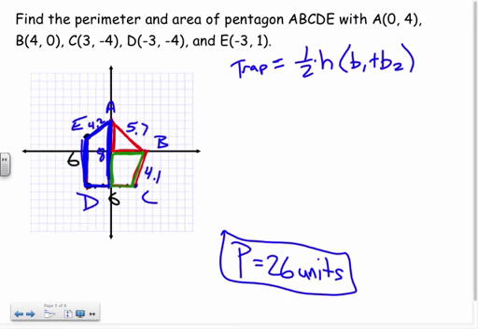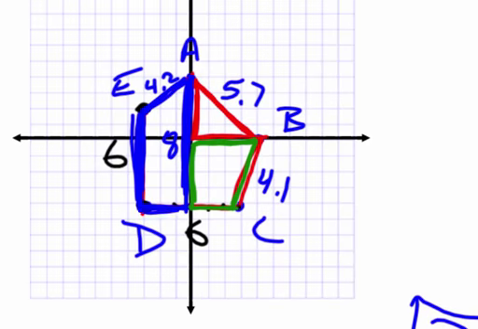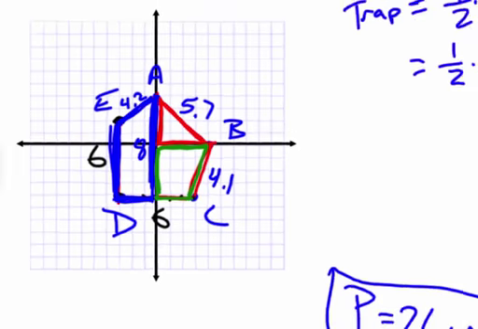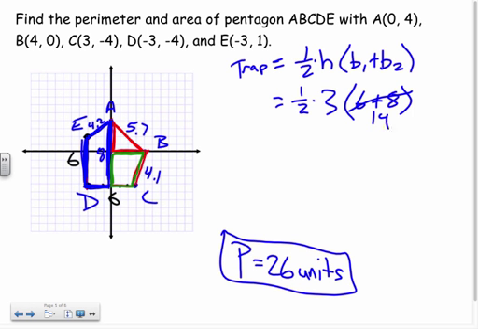So 6 and 8. I got 1/2 times, I'll come back to the height, 6 plus 8. And the height is the vertical height right here, that would be 3. And I go through the math. 6 plus 8 is 14. Half of 14 is 7. And 3 times 7 is 21. So 21 units squared there.